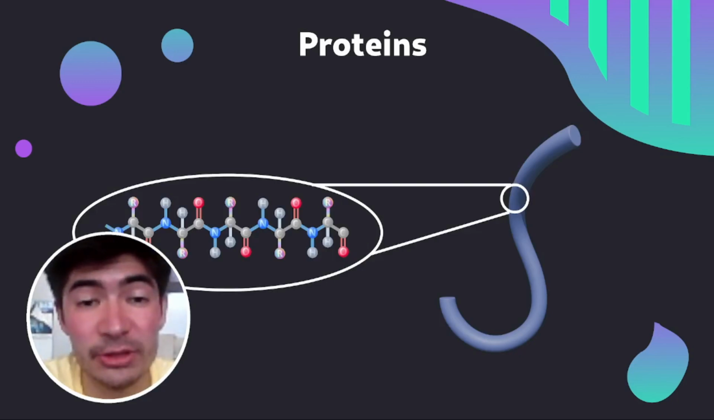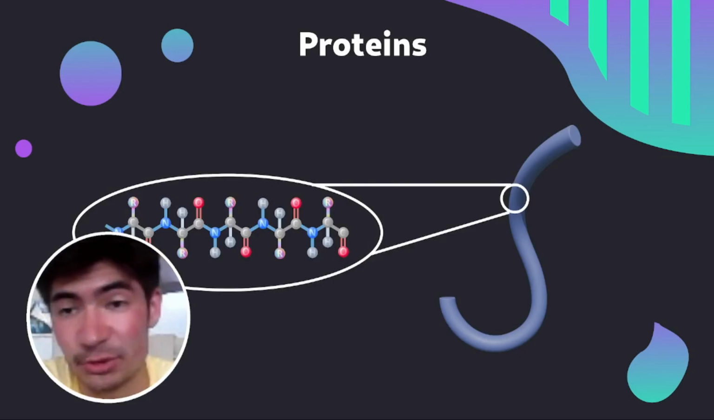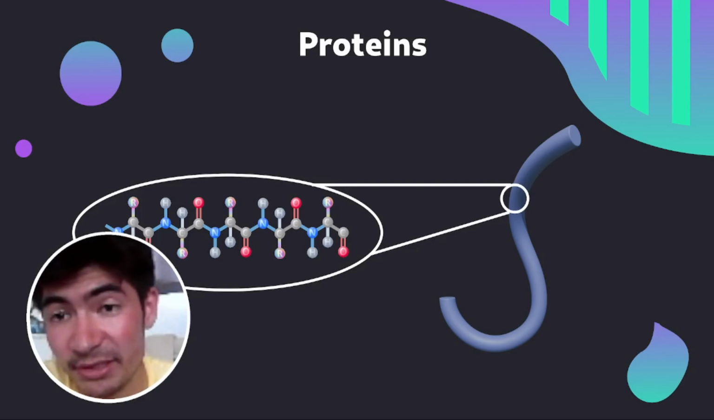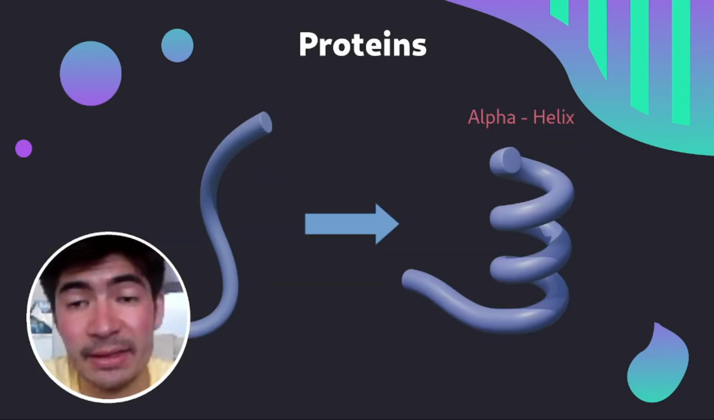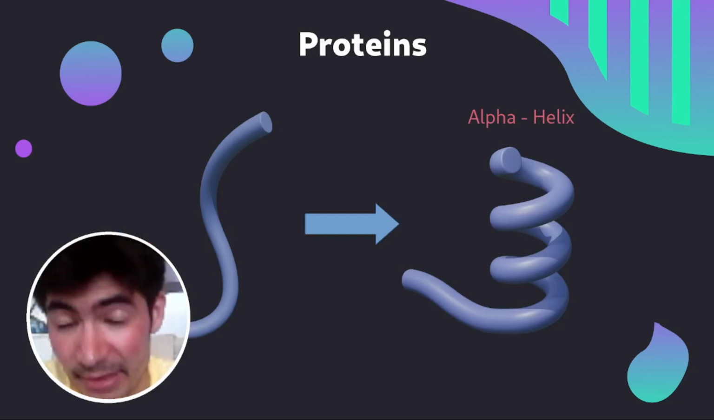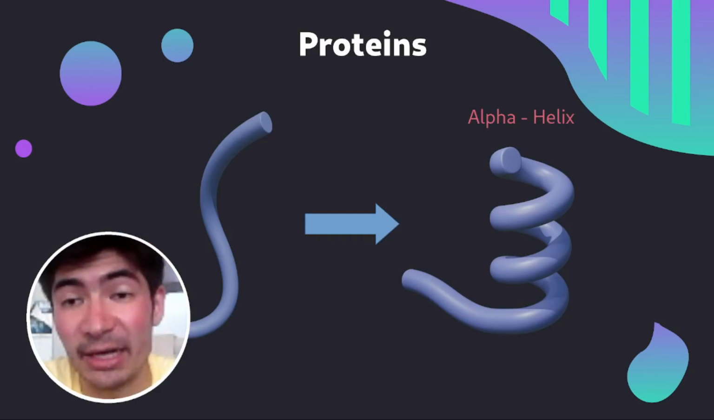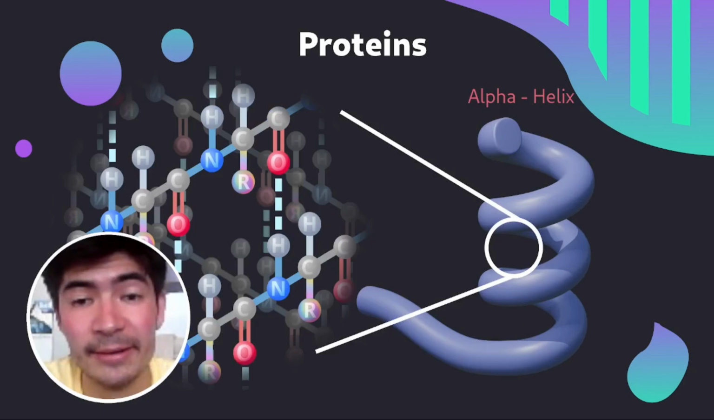Okay, so this polypeptide chain is part of a bigger protein. On the right is a protein, that noodle thingy, and it's made of amino acids all linked together. Now, this protein can coil onto itself, as shown on the right. That's called an alpha helix when it does this.